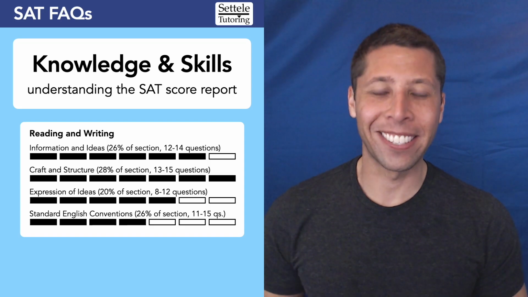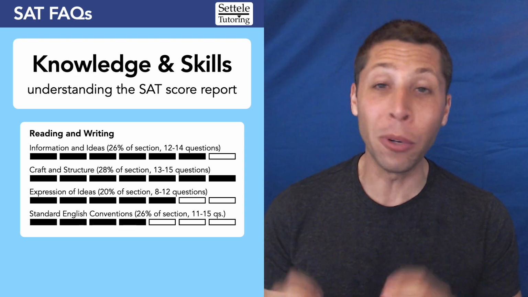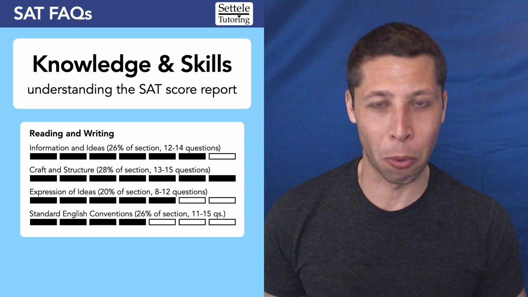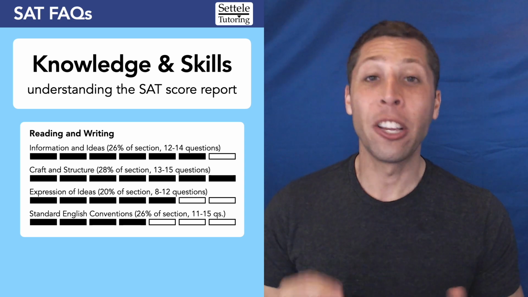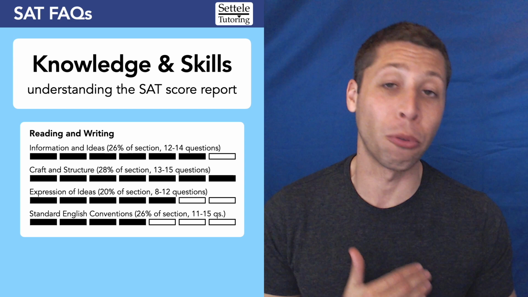Hey everyone, I'm Mike Settele, and in this lesson, I'm going to walk you through the knowledge and skills section of the reading portion of the SAT score report. So when you get actual scores back, you're going to get the numbers that you probably care about the most, out of 1600 and then out of 800 for both reading and math.